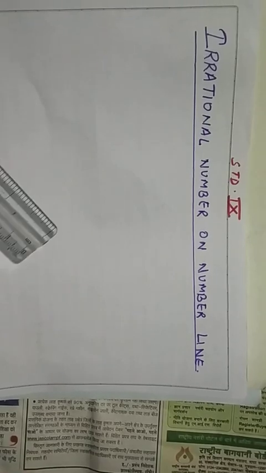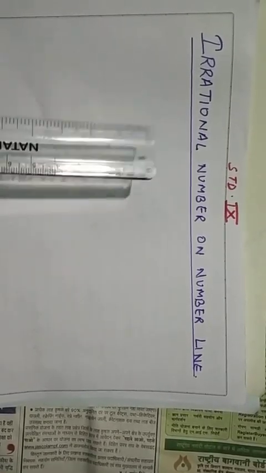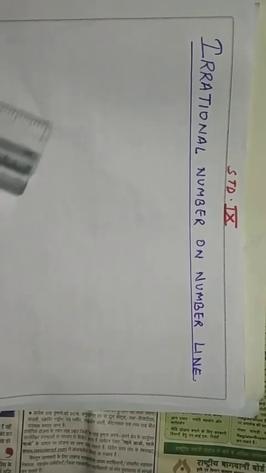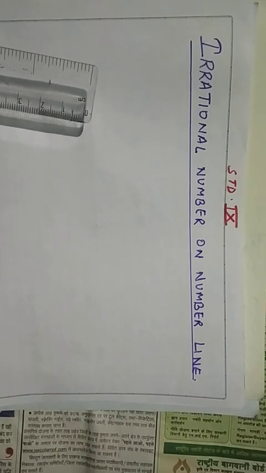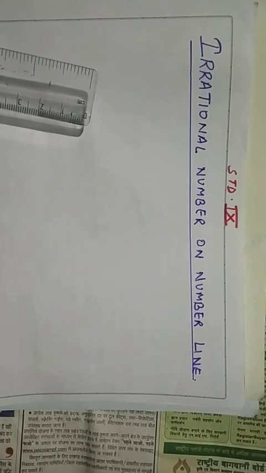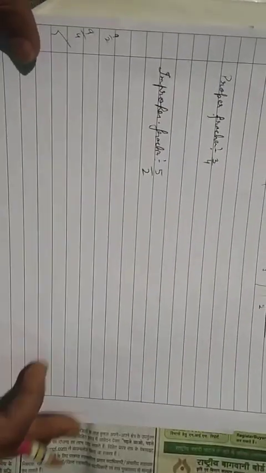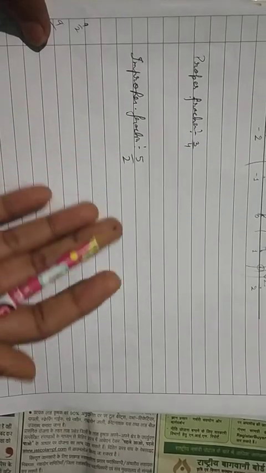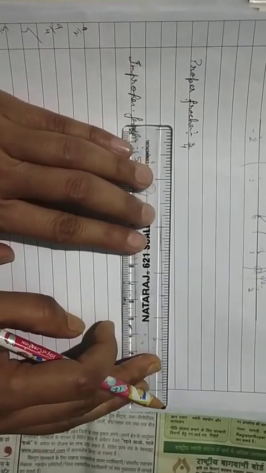Good morning, students. Let's understand representation of irrational number on number line. Before that, I hope you all have studied in class 8 how to represent rational number on number line. Just to recall it once, if you have to represent a proper rational number or proper fraction or improper fraction, how you will represent it on the number line.